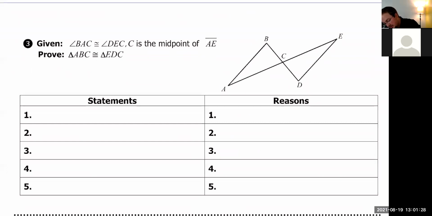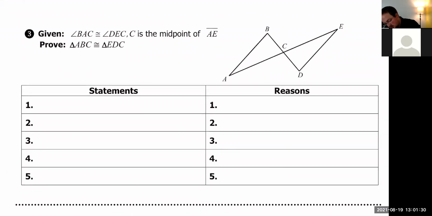Last one before we introduce the next type of congruence. You'll notice this one's all on us now. We're gonna have to make the statements and then defend them. But the given information we have so far is that angle BAC is congruent to angle DEC. So BAC and DEC. And that C is the midpoint of AE.